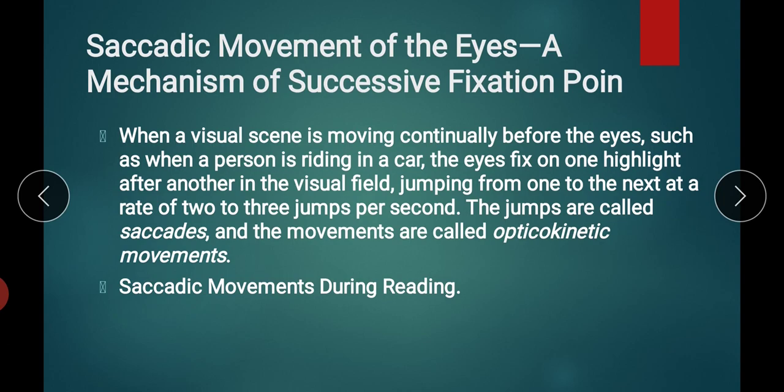So when the person is riding in a car and seeing the outside things, whatever things are passing in front of the person's eye, they are jumping across the visual field. One image remains for a certain duration, then that image goes out of the visual field and another image comes. So the person's eye is jumping from one image to another, and this type of movement is known as saccades, and that is also known as optokinetic movements.